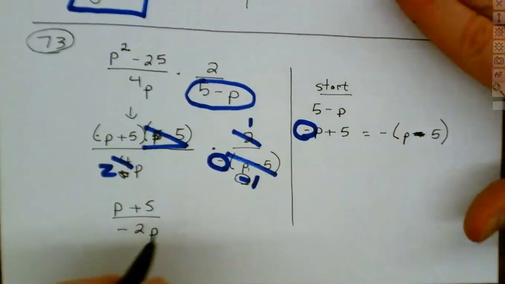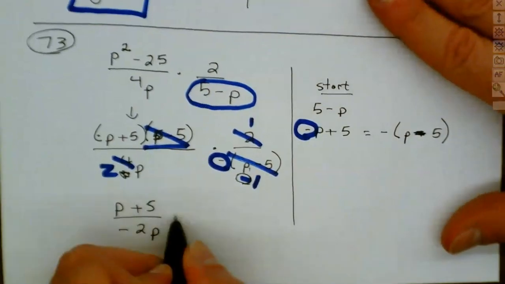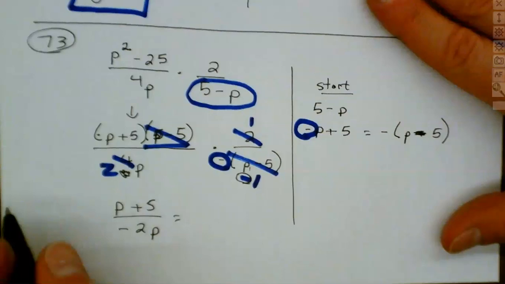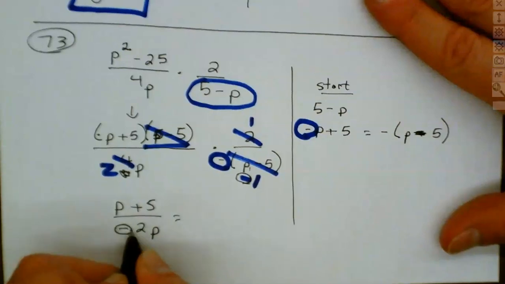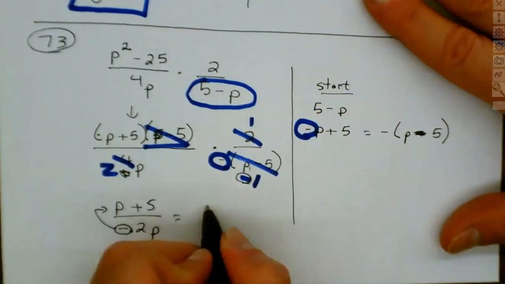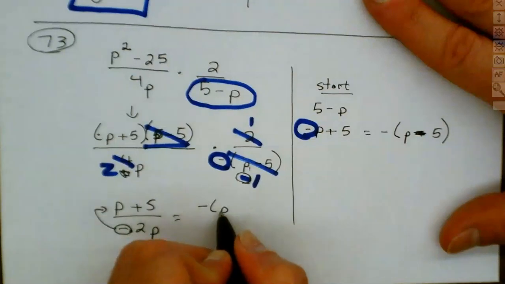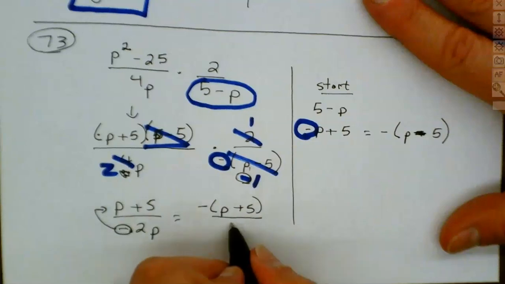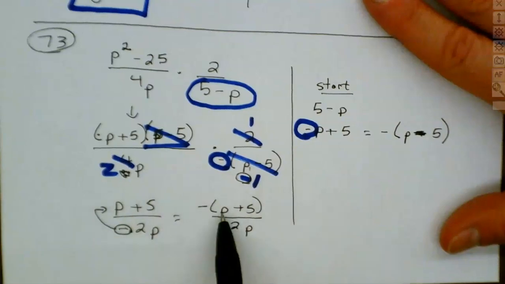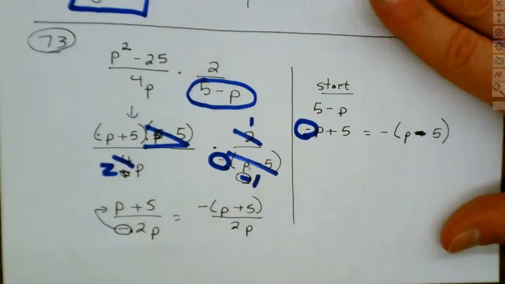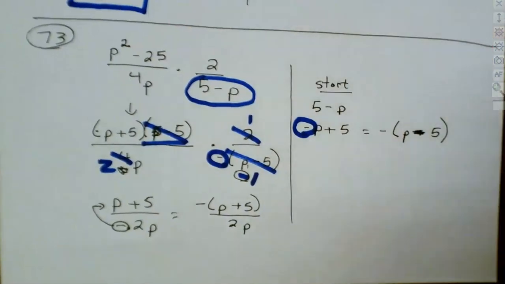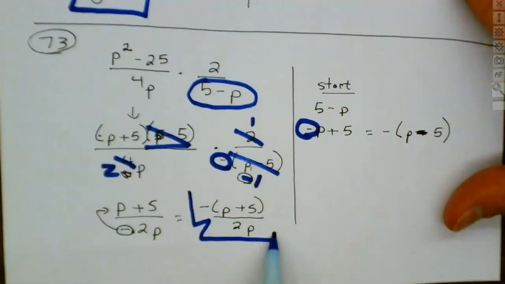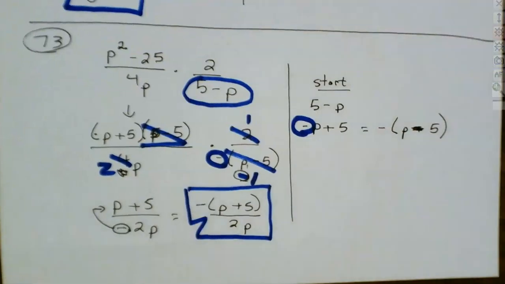And you can write this a variety of different ways. You never want to leave a negative in the denominator. So you could bring this up to the top, and you could write that as minus parentheses p plus 5 over 2p. Or you could write it as minus p minus 5. Same thing. But all I did there was I just simply chose to bring that negative up to the top.